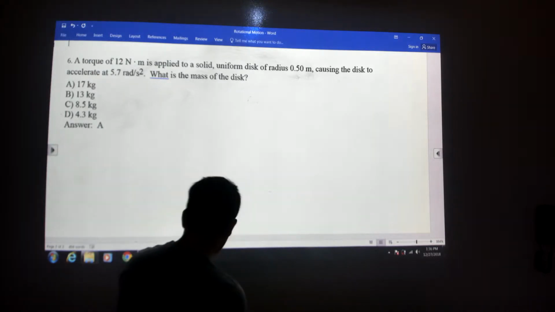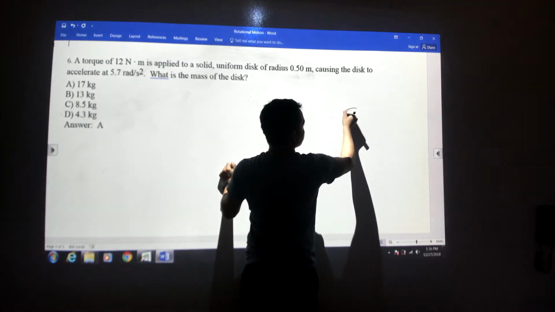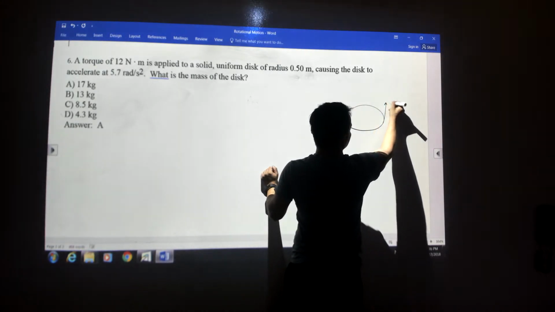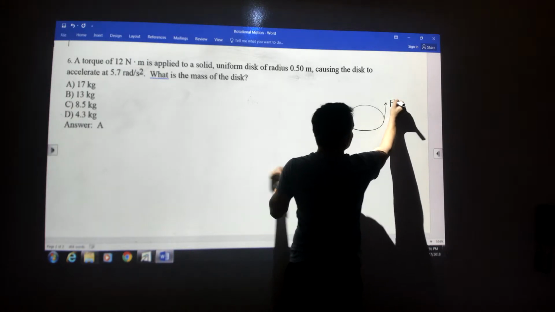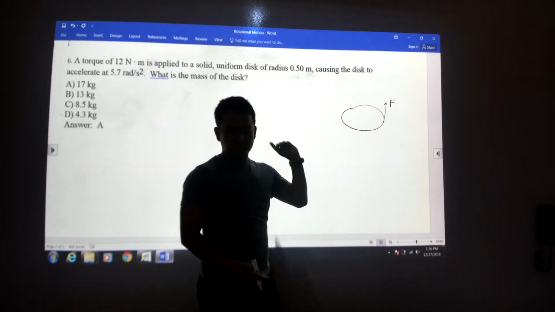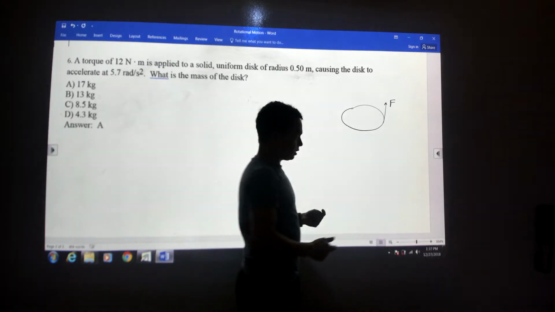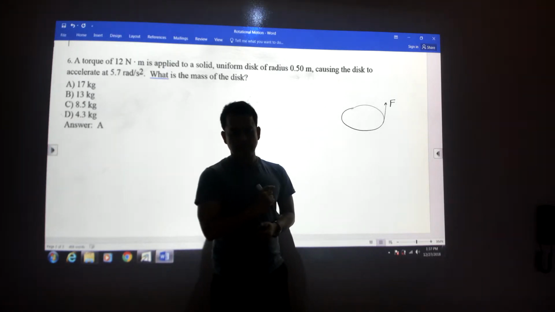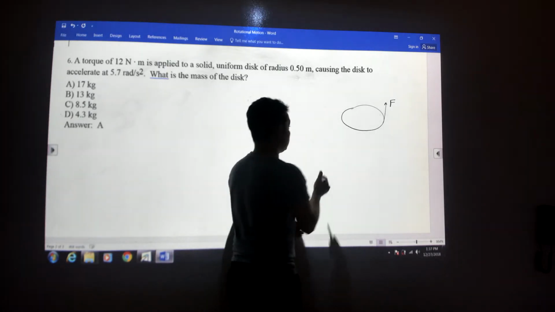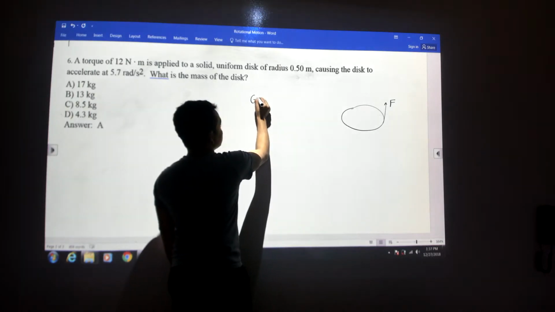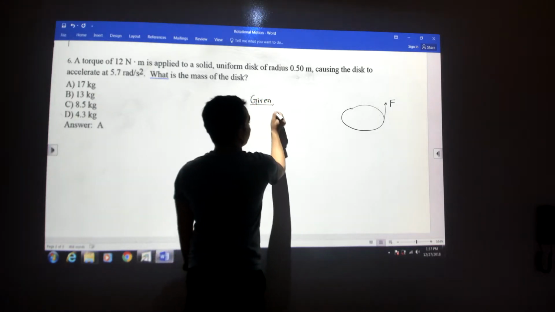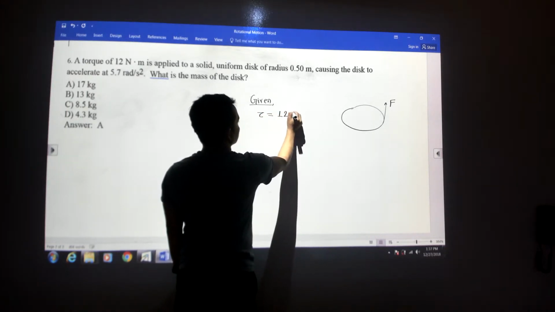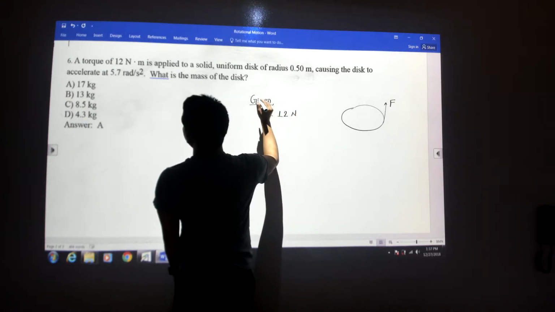Let's do it here. So you have a disk. A disk is given here, and a torque is applied here, a force. Then this force causes, or let's say torque, when you apply torque, it starts spinning about its axis. The given information: the torque is 12 Newton meter.